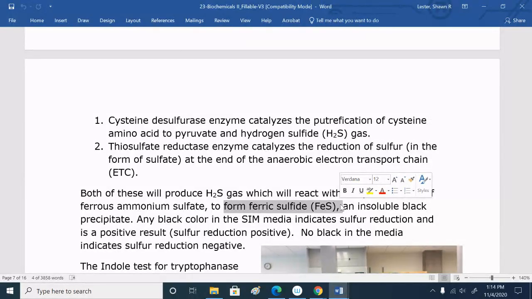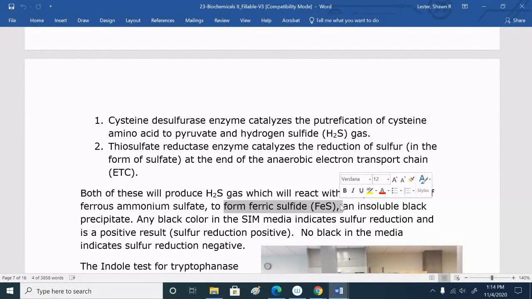Now remember, we can also do an indole test. The way you did an indole test was to put Kovacs reagent into the tube. You can do the same thing here, and the Kovacs sits on top of the agar. If it turns that hot pink fuchsia color, it's positive. If it doesn't turn that color, it's negative.